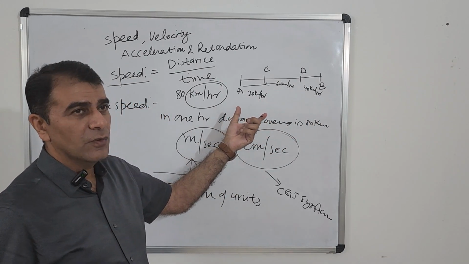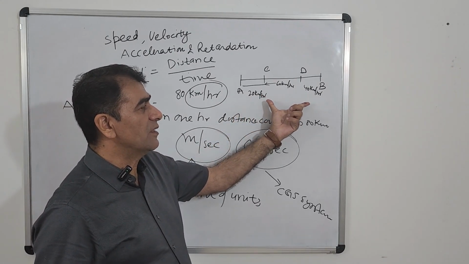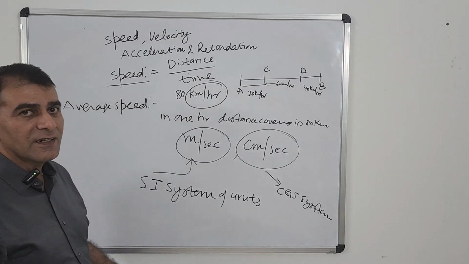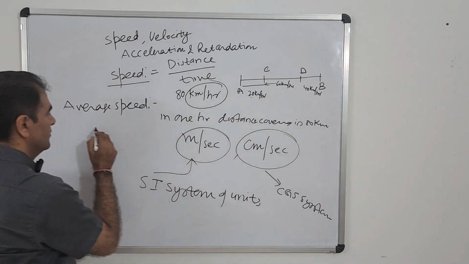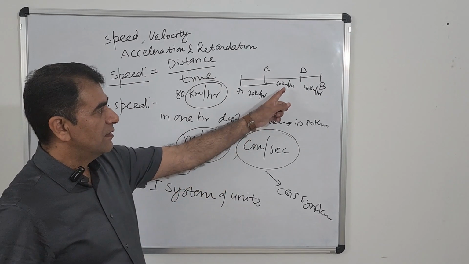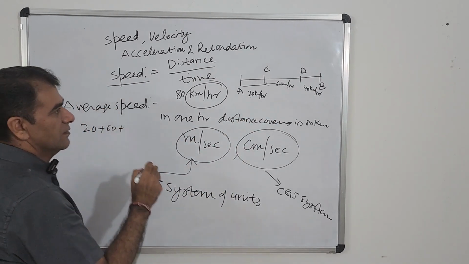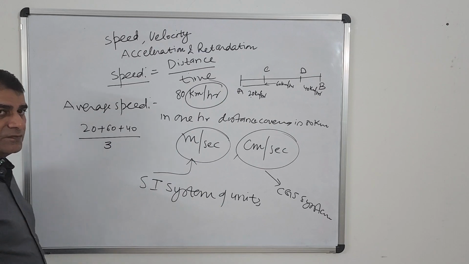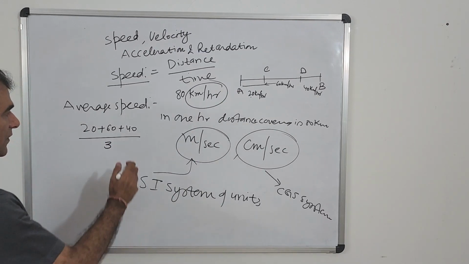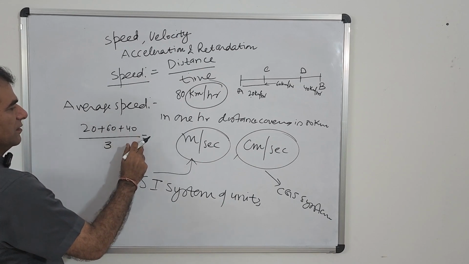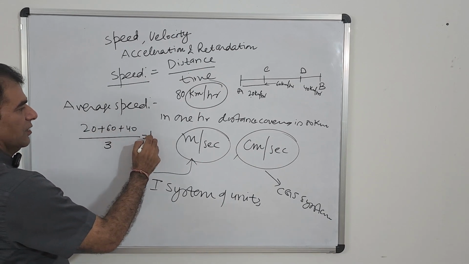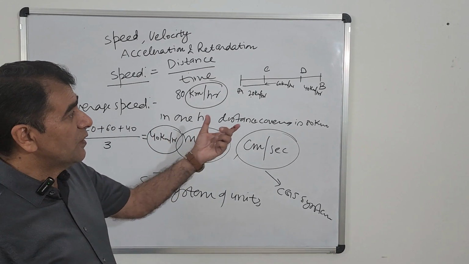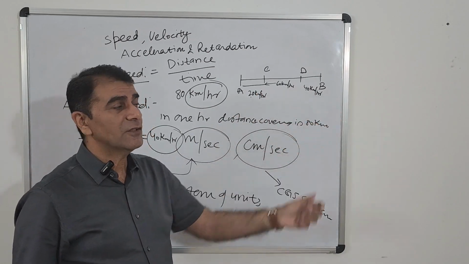When you don't know how much speed there will be in this type of journey, then you take a term known as average, right? What is average? Average means take this speed plus this speed plus this speed and divide it by 3. Then this speed, 100 plus 20, 120, so it is 40 kilometer per hour. Now I can easily say that the average speed of the person from A to B was 40 kilometer per hour.